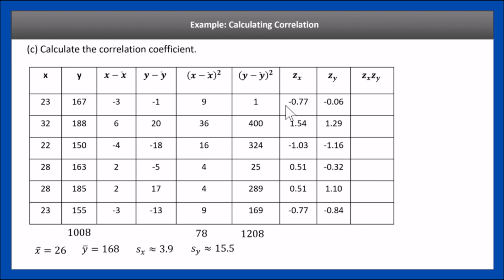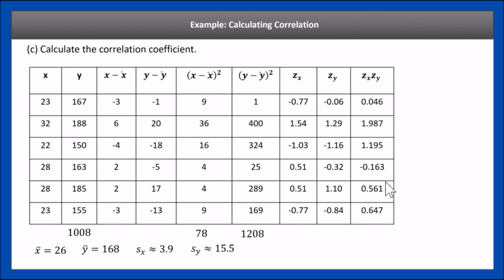Next, we're going to multiply the zx and the zy together. So we multiply these two numbers together to get -0.046, so the work is shown here. We multiply 1.54 times 1.29 to get this score, so we get 1.98. And we repeat that for the rest of the data points.